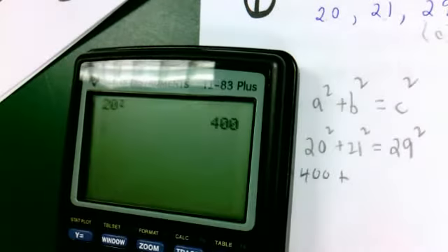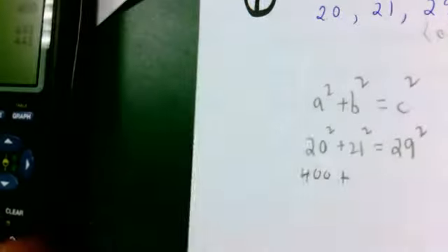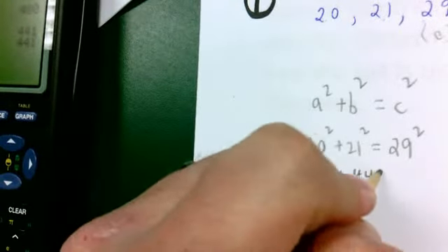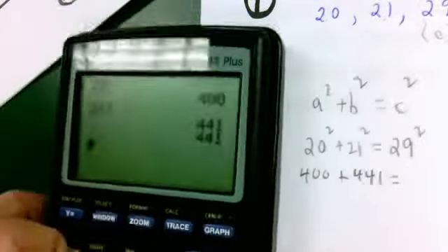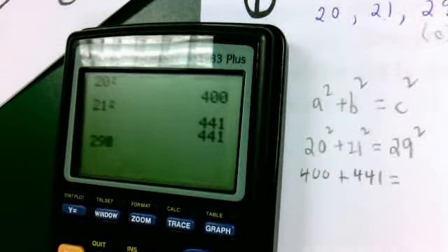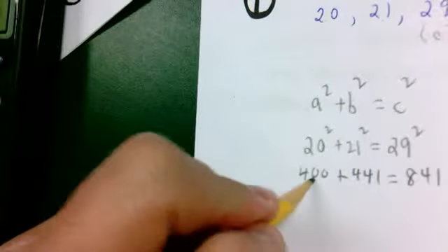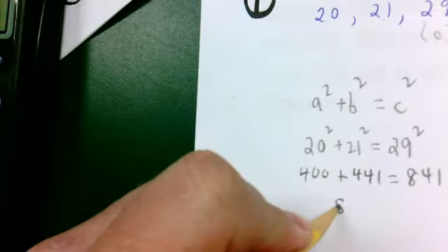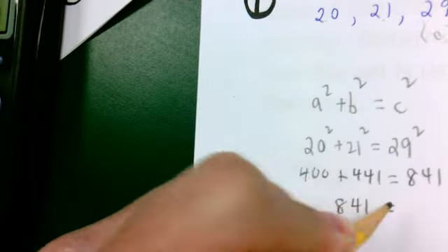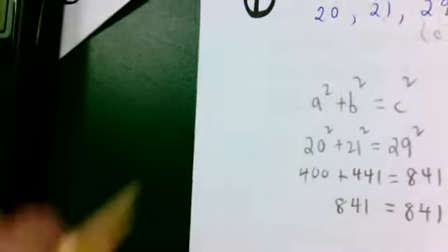And then I do 21 squared, I get 441. I do 29 squared, 841. I add 400 and 441, I get 841. Is that equal to 841?